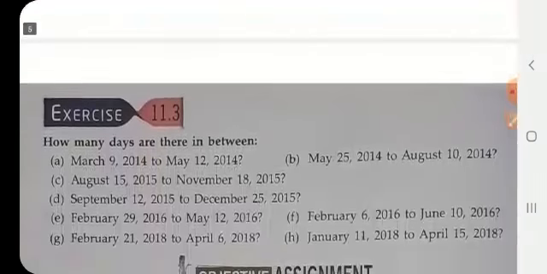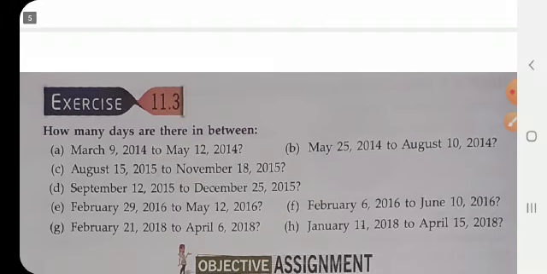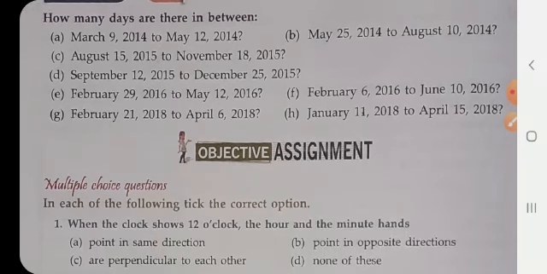Now here is exercise 11.3, where you have to calculate the days. So this is how we can calculate the days. How many days are there in between? You have to do all these sums, and there's some objective assignment regarding it. All these examples and sums need to be done by you.